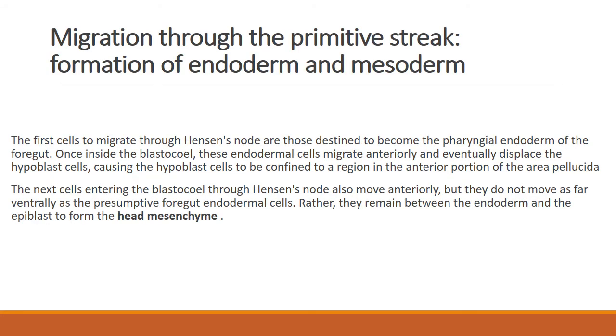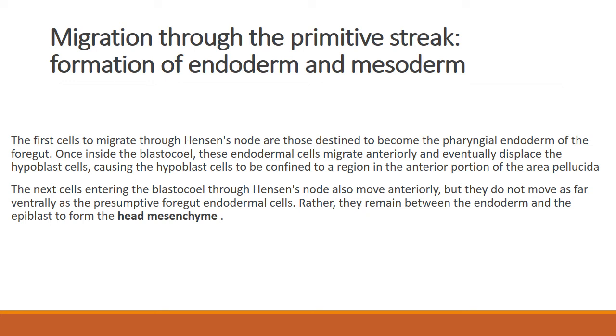Migration through the primitive streak and formation of endoderm and mesoderm. The first cells to migrate through Hensen's node are those destined to become the pharyngeal endoderm of the foregut. Once inside the blastocoel, these endodermal cells migrate anteriorly and eventually displace the hypoblast cells, causing the hypoblast cells to be confined to a region in the anterior portion of the area pellucida.